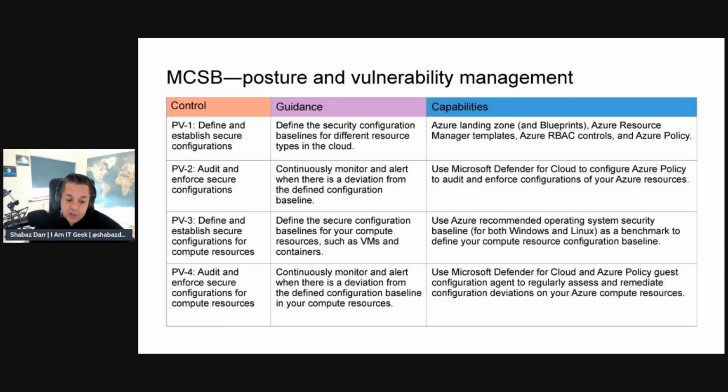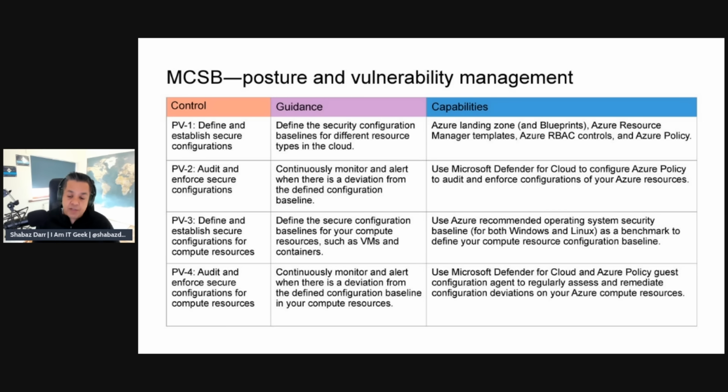Moving on to PV2, so this is audit and enforce secure configuration. The security principle guidance is continuously monitoring and alerting when there is a deviation from the defined configuration baseline. You can enforce a desired configuration according to the baseline configuration by denying non-compliant configuration from deploying. The Azure guidance for this is to use Microsoft Defender for Cloud to configure Azure Policy to audit and enforce configuration for your Azure resources.